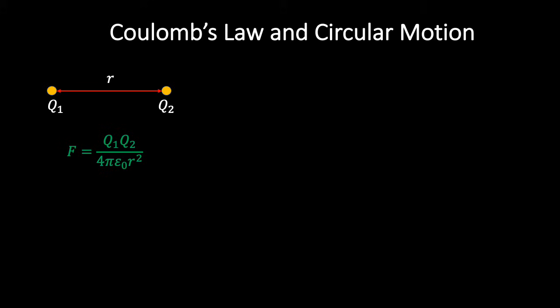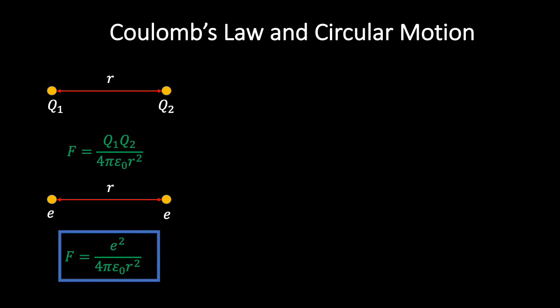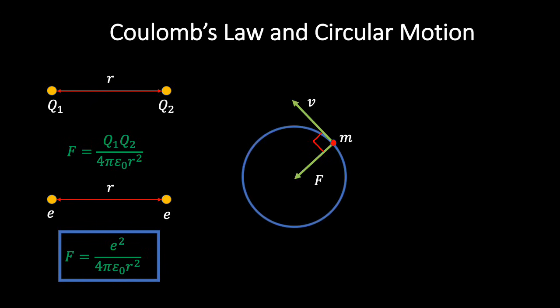Applying this to the example of a single electron of charge e orbiting a single proton of charge e, the electrostatic force is given by the following expression. Next, we assume that the electron is orbiting in a circular path of radius r with speed v. Because the direction of the electron is constantly changing, the electron must be accelerating, and therefore, according to Newton's second law, there must be a resultant force directed towards the centre of the circle that is causing this acceleration.